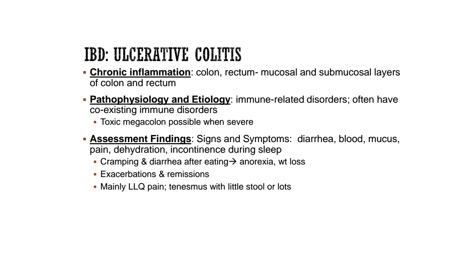Signs and symptoms here are diarrhea, blood, and mucus. This one is specific with the blood and mucus. Although some patients who have Crohn's do have blood and mucus, the blood and mucus is specific for ulcerative colitis for your textbook stuff. Ulcerative colitis patients complain of pain. They're often dehydrated, and they possibly have incontinence during sleep. They have cramping and diarrhea after they eat, which leads to anorexia and weight loss, and also electrolyte imbalances from not retaining fluids. They have exacerbations and remissions, and they mainly have left lower quadrant pain because it mainly affects the sigmoid.